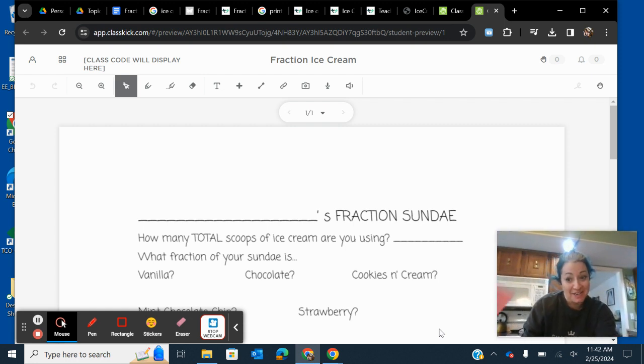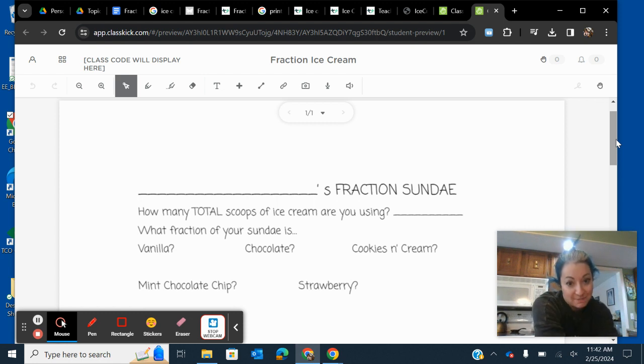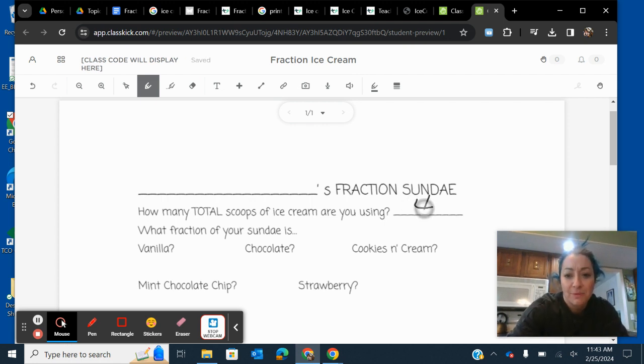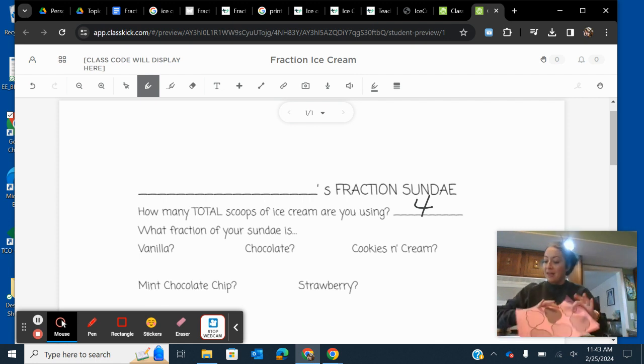I'm not going to make you watch me cut out all the things, but the first thing that you need to do is figure out how many total scoops of ice cream you want to use to make your fraction sundae. When you have your total scoops, all you have to do is write how many scoops. You could do however many you want, but remember you have to cut each scoop out. So I'm going to do 4. I'm going to have 4 scoops. I feel like that's going to be plenty. So then I'm going to cut out 4 scoops.